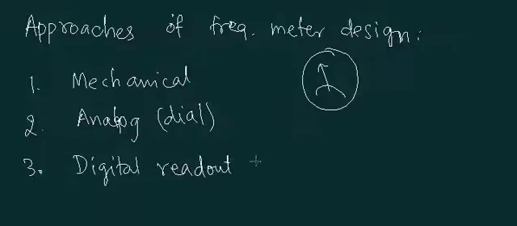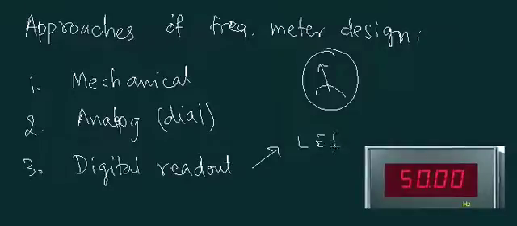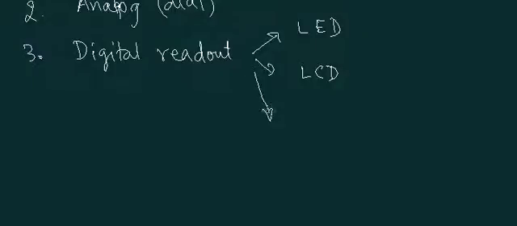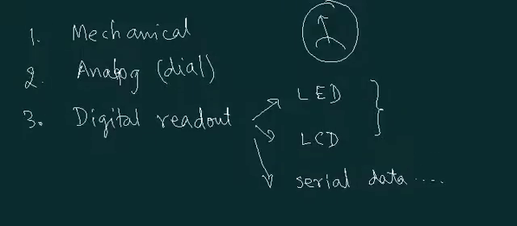digital readout, and this may be LED display, LCD display, or you may send the data to maybe PC through serial communication, serial data, or you may store the data, or whatever, it can be anything, but most of the time we will prefer these two because we would like to design an independent frequency meter. So, have a frequency meter and just it will give you a readout. Fine. So, we have mechanical, analog, digital readout.